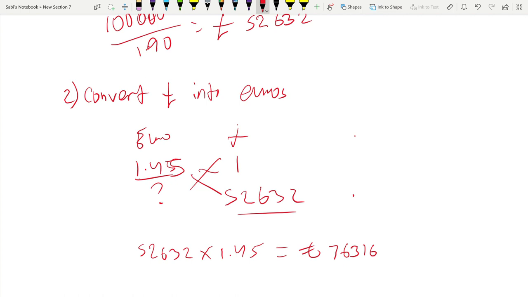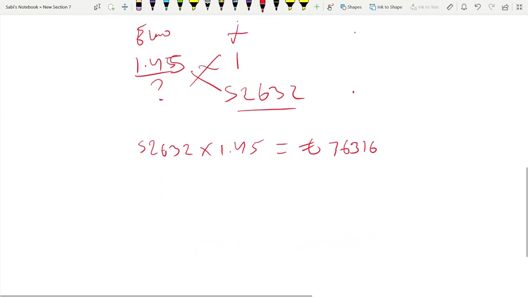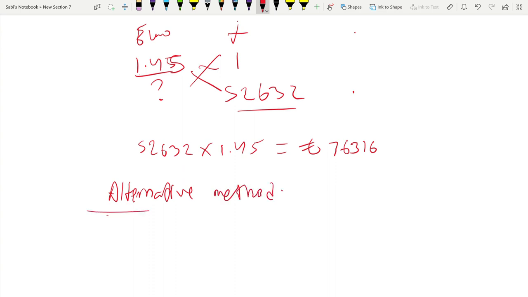The same question can be solved in another way, which is more what you have to apply in the exam. This is easy, but only one transaction is there, 100,000. Remember, if there are many transactions in the exam, rather than going through all this, get the cross rate itself. So there is an alternative method, and you should know it. I would suggest the alternative method. This is time saving. Find the cross rate only.